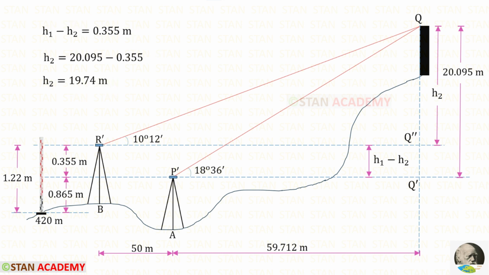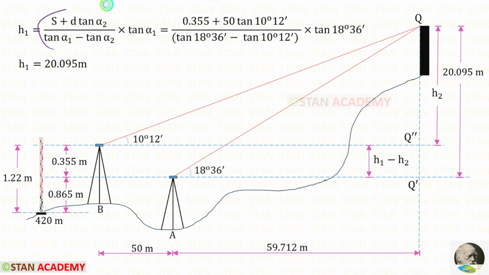We know that H1 minus H2 is equal to 0.355. We know the value of H1, 20.095. We can apply that. In this way, for H2, we will get 19.74 meter. Otherwise, using this formula, we can find H1, and using this formula, we can find H2.